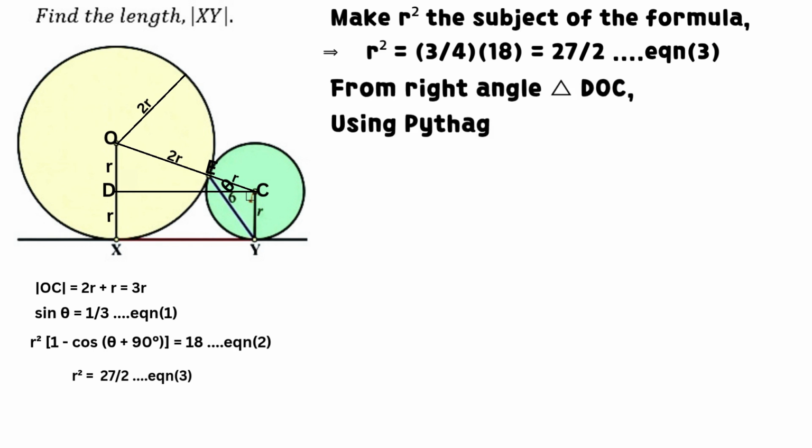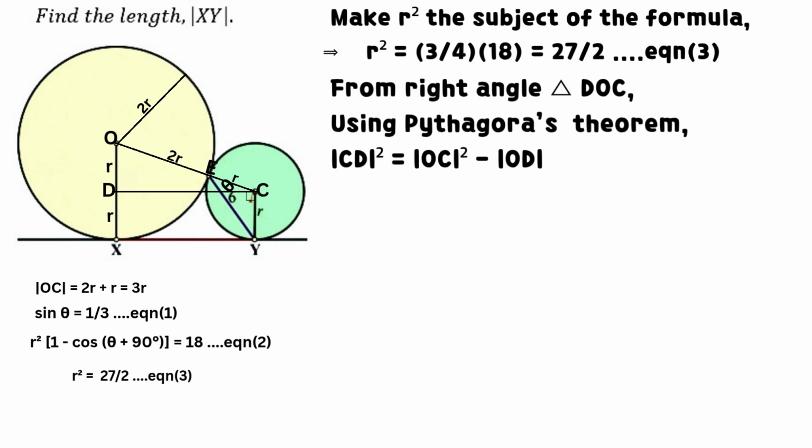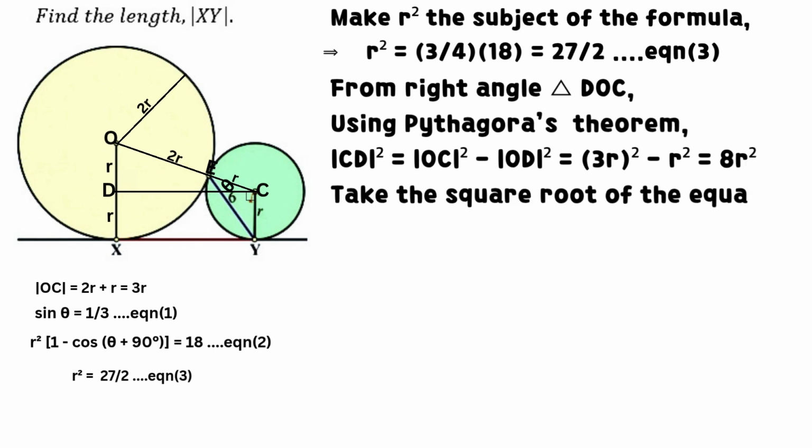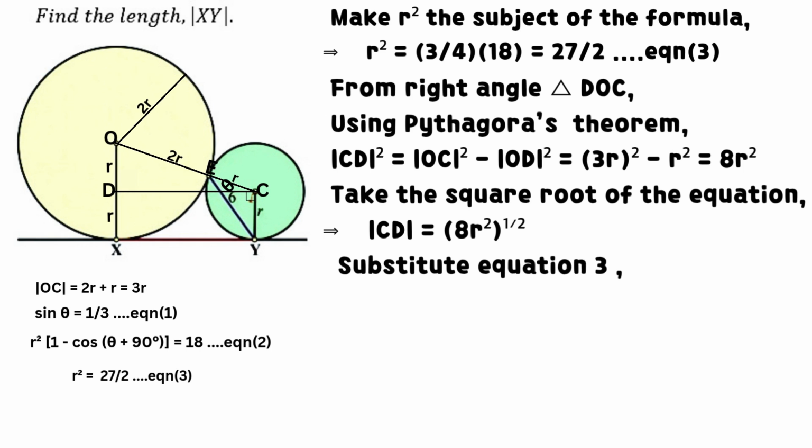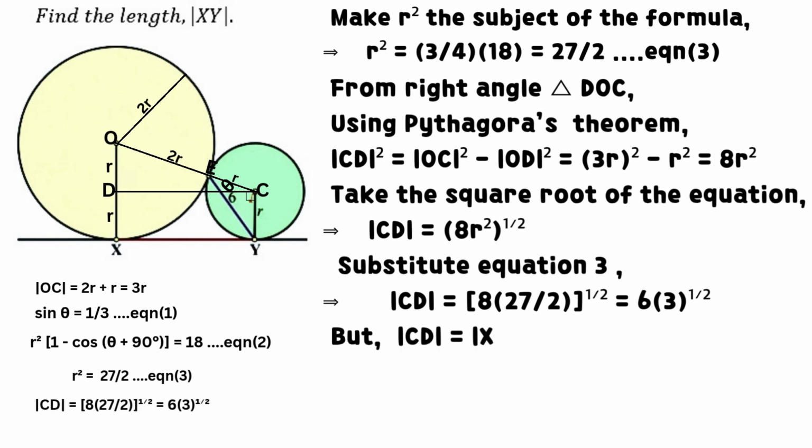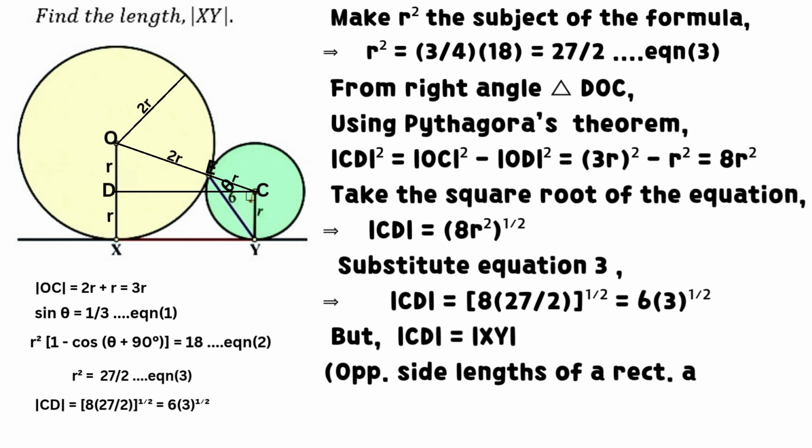From right angle triangle DOC, using Pythagoras theorem, the square of length CD equals the square of length OC minus the square of length OD, which equals 8 times the square of R. After simplification of substituted values, take the square root of the equation. We have that length CD equals the square root of 8 times the square of R.